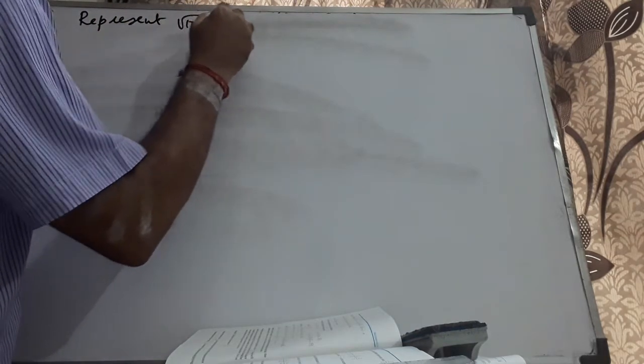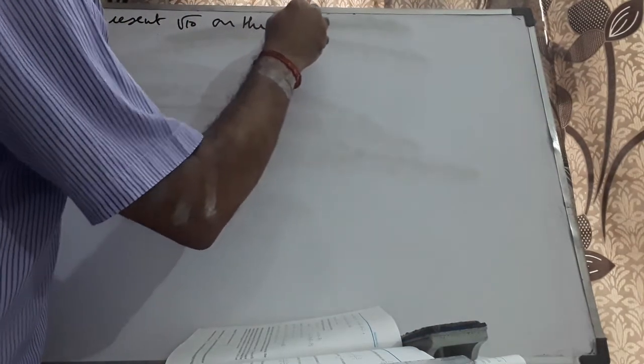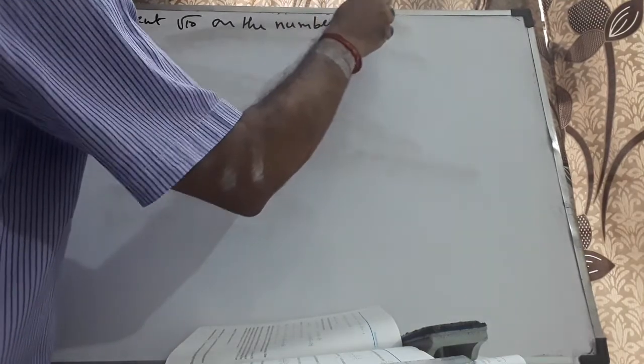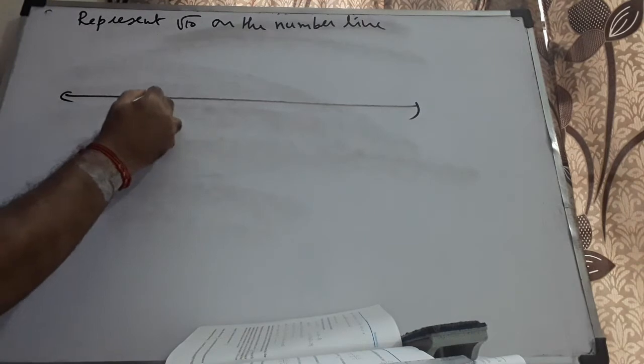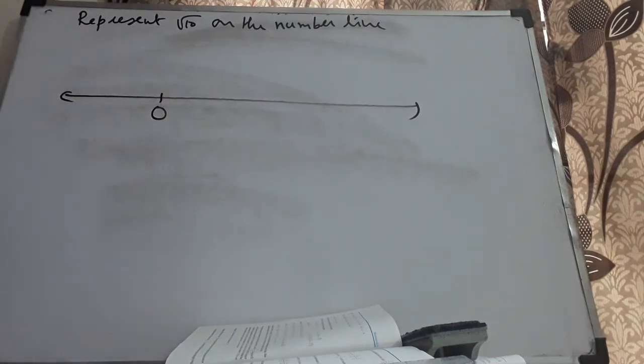Now, similarly, let me take another sum. Represent root 10 on the number line. I'll draw a real line. I'll mark point O to represent 0.